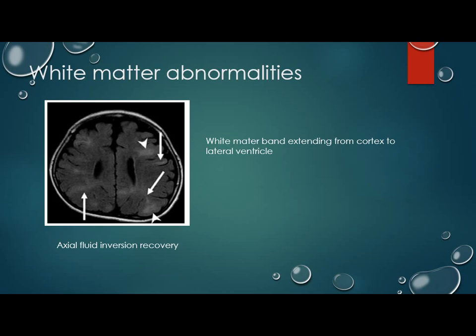White matter bands. These are curvilinear bands that appear more obvious on T2. White matter radiating bands. This is also one of the white matter changes that occur in tuberous sclerosis, but it has a good prognosis.